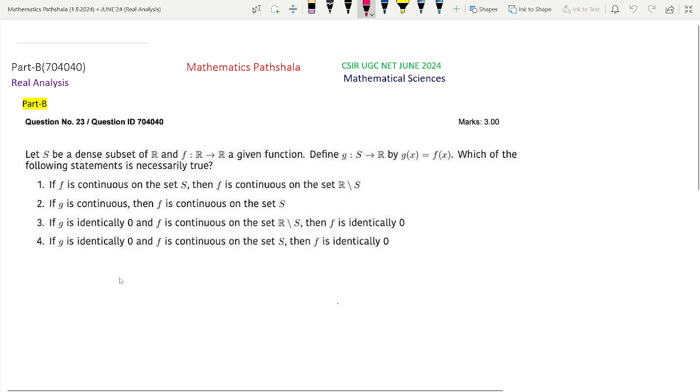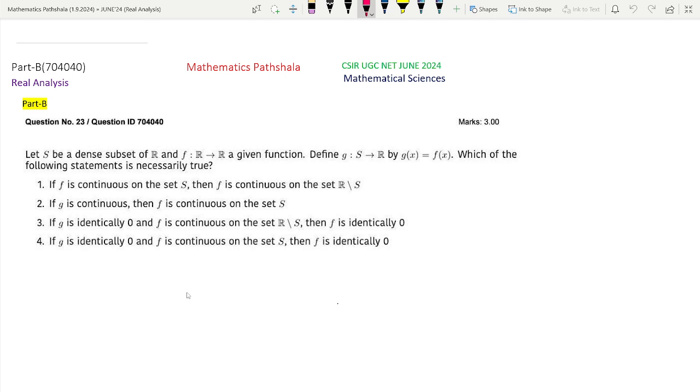Let S be a dense subset of R and F: R → R be a given function. Define G: S → R by G(x) = F(x), that is, G coincides with F on S, and S is a dense subset of R. Which of the following statements is necessarily true? So we have to examine the options one by one.